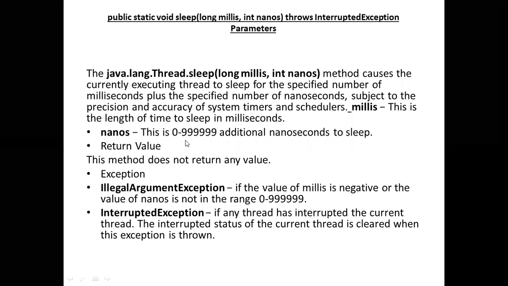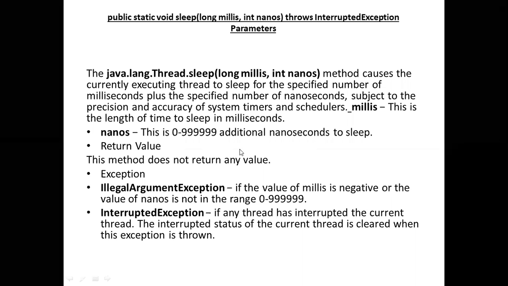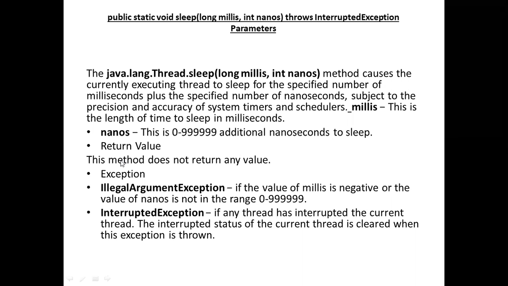Similarly, we have nanos over here. Nanos is in the range 0 to 999999. So additional nanoseconds we require. Normal time is in milliseconds, and plus we have a minimum amount of time in the form of nanoseconds. Clear? This method does not return any value, but there could be a chance of an exception.